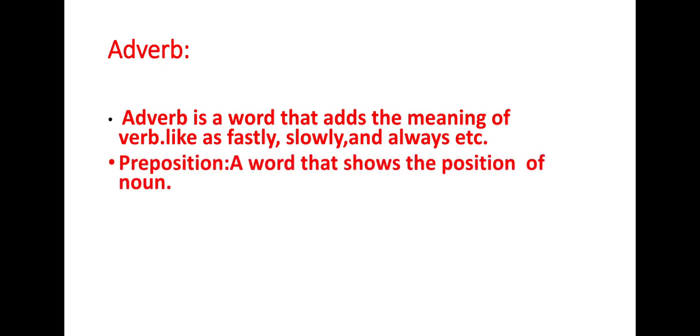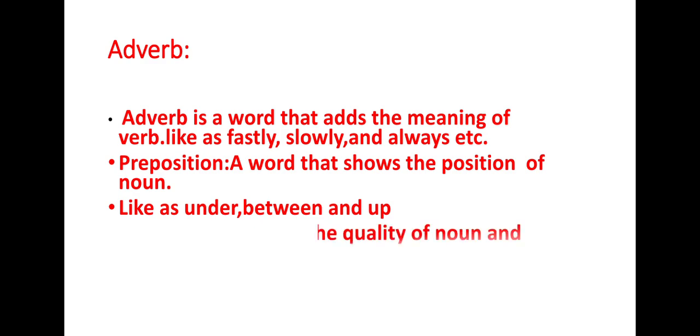Next है preposition. Preposition is a word that shows the position of a noun. जो noun की position को show करे, like under, between, and up. For example, आपने book के ऊपर pencil रखी हुई है, तो वो है, the pencil is on the book. On preposition है. अगर उसके अंदर आप लोगों ने कोई चीज़ रखी हुई है, तो in आएगा. ये prepositions हैं, इनके बगैर कोई sentence complete नहीं हो सकता.